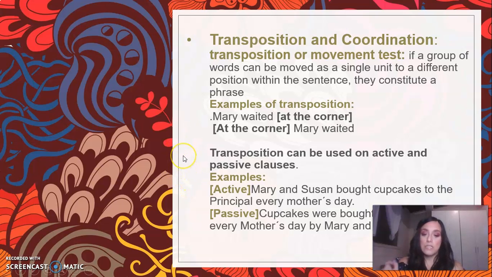Transposition can be used on active and passive clauses. We have an example. In the active, Mary and Susan bought cupcakes to the principal every Mother's Day. If we change it to the passive voice, cupcakes were bought to the principal every Mother's Day by Mary and Susan. Again, the only thing that changed was the order, but the meaning of the phrase didn't change. It wasn't affected.